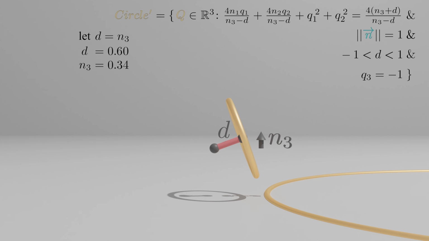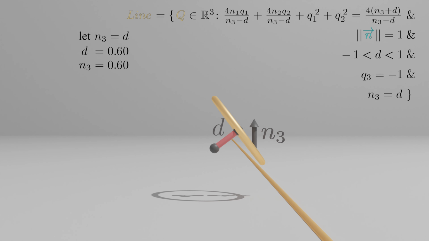Now, if we had instead kept d fixed and let n3 equal d, doing so rotates the circle upwards, giving us another way to force the circle to contain the North Pole, and once again we have a line in the plane, hence the condition n3 equals d.